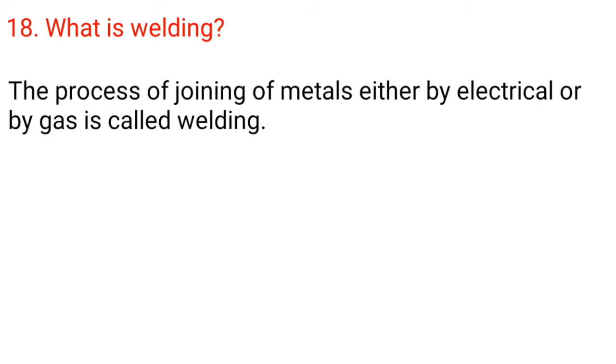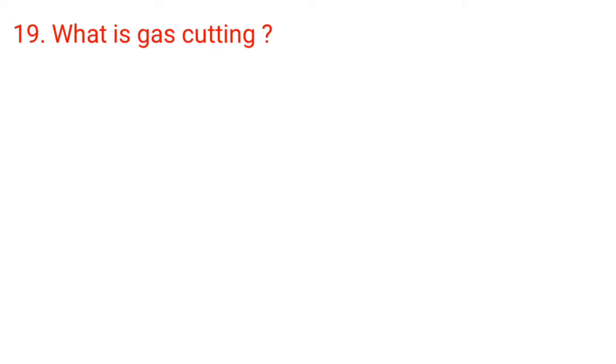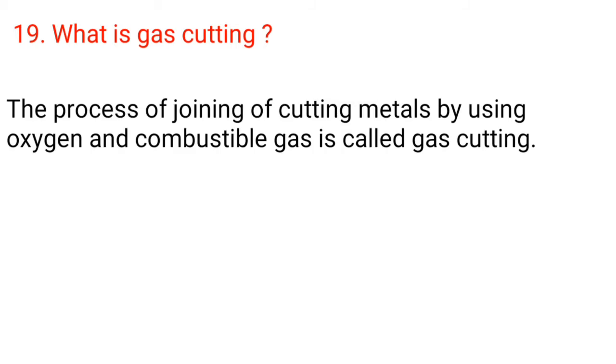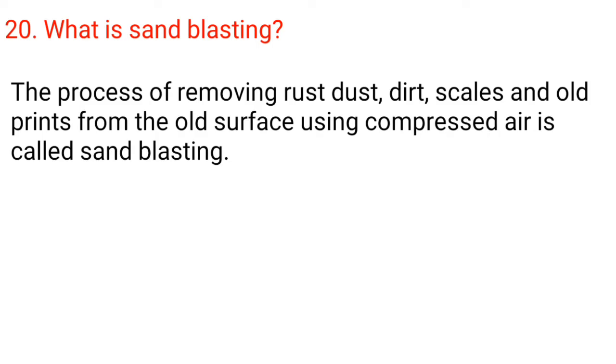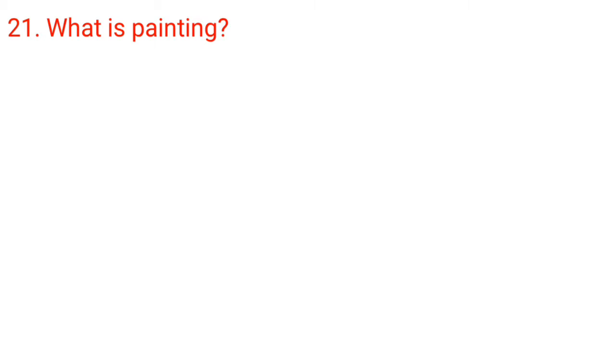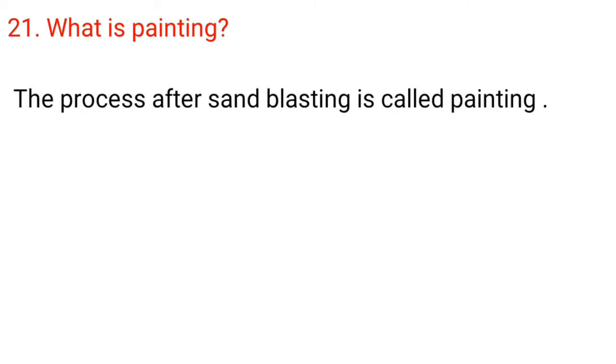The process of joining of metals either by electrical or by gas is called welding. 19. What is gas cutting? The process of cutting metals by using oxygen and combustible gas is called gas cutting. 20. What is sandblasting? The process of removing rust, dust, dirt, scales and old paints from the old surface using compressed air is called sandblasting.